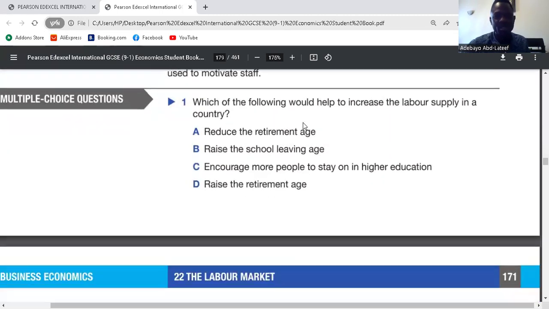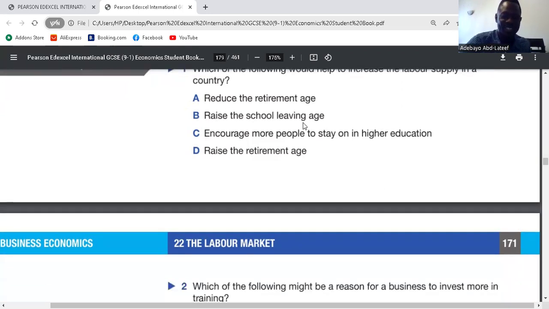We have multiple choice questions. Which of the following would help to increase the labor supply in the country? Labor supply, supply of labor. Raise the retirement age.